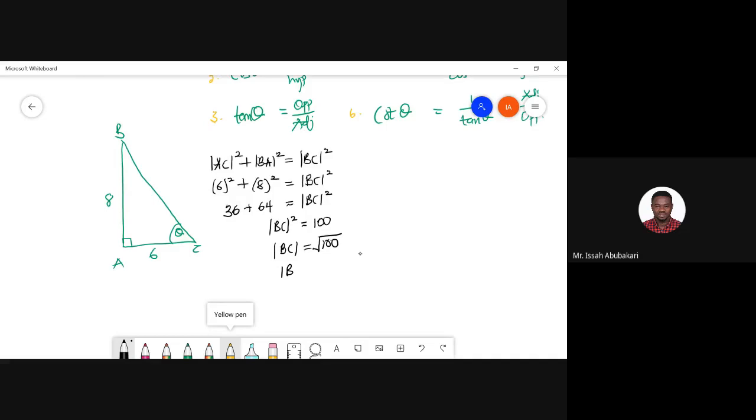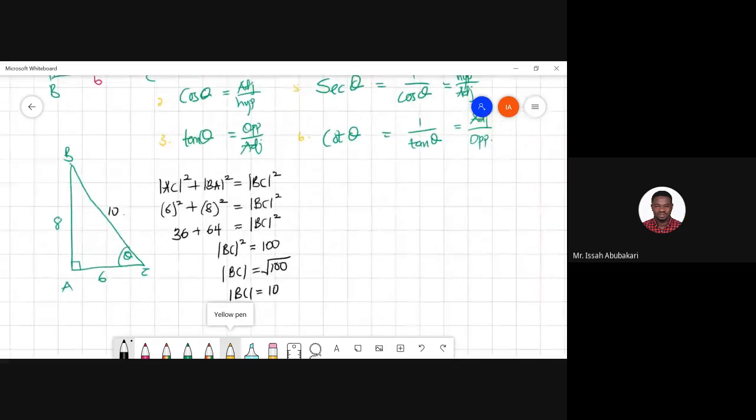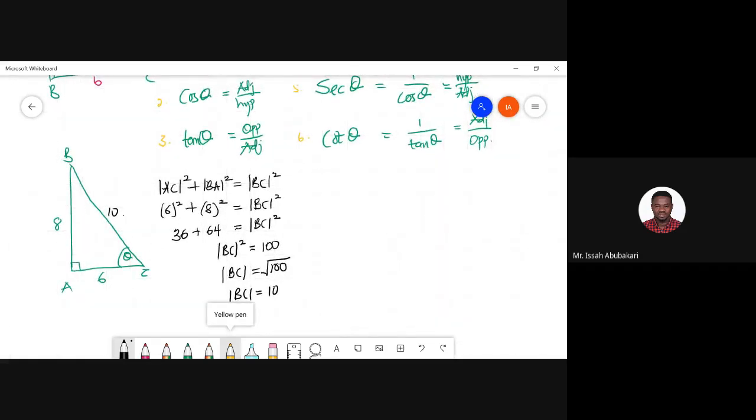So the BC should be equal to 10. Now we know our hypotenuse is what? 10. So let's go straight ahead and solve the questions right from the beginning to the end.